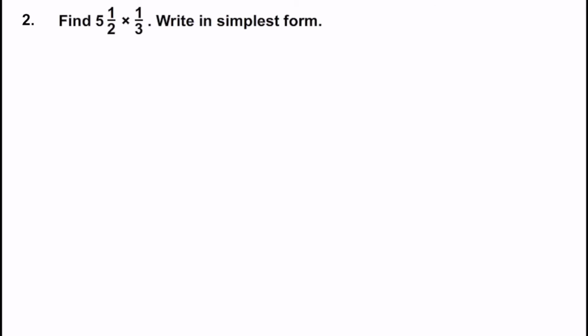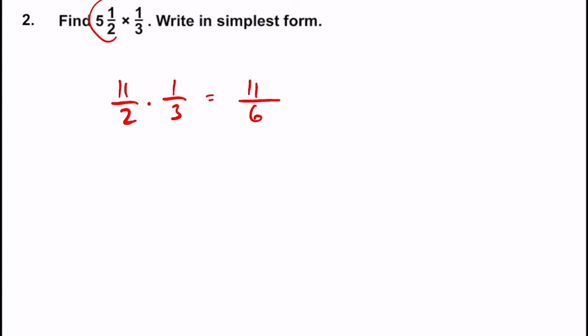You're going to have to change 5.5 to an improper fraction or a common fraction, right? So 2 times 5 is 10, plus 1 is 11 over 2, and then 1/3 stays the same. I cannot cross cancel anything between 11 and 3, 2 and 1, so I'm just going to multiply across: 11 over 6. Now, it says write in simplest form.